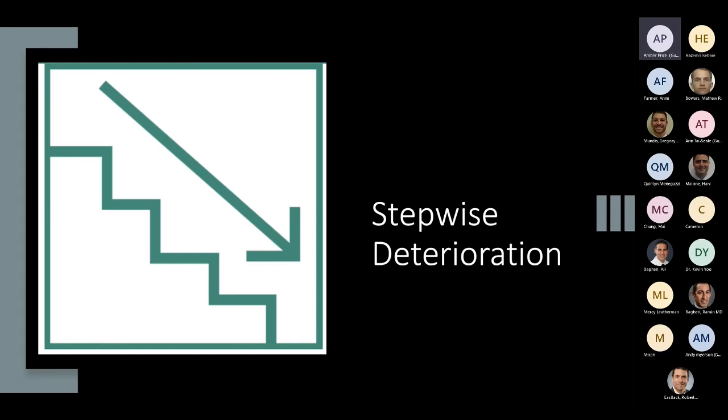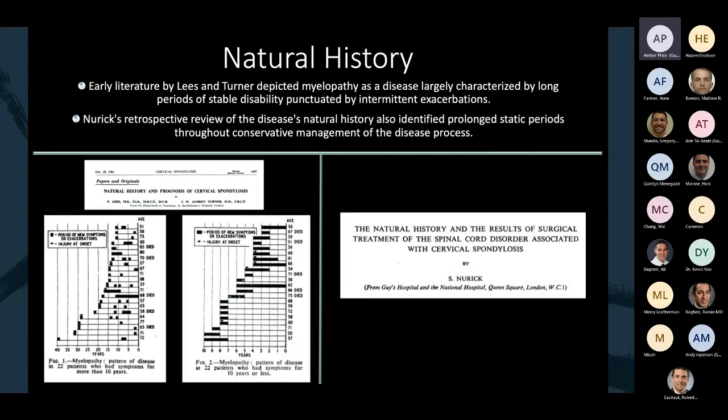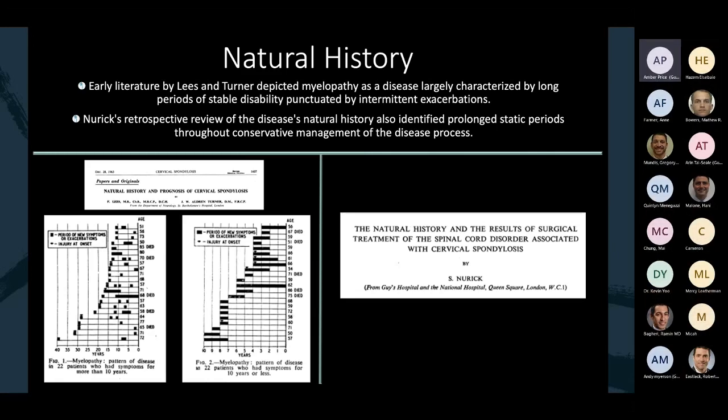As far as the natural history goes, it is one of stepwise deterioration. These are the 2 original papers that described the natural history, both by Nurick as well as Lees and Turner. The disease is largely characterized by periods of stable disability, punctuated by intermittent exacerbations of significant decline. Both Nurick and Lees and Turner found and described that.